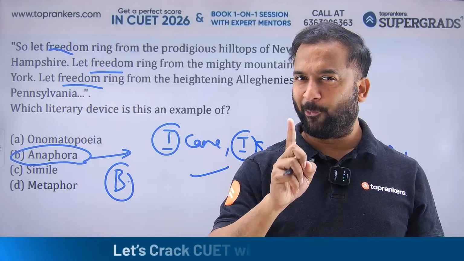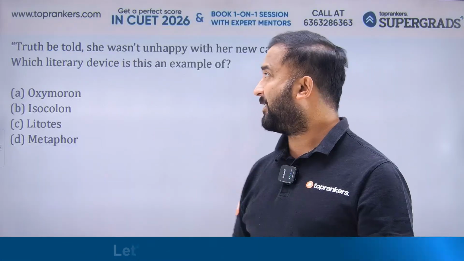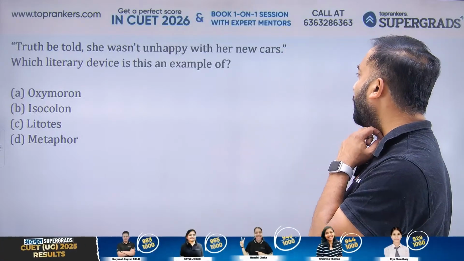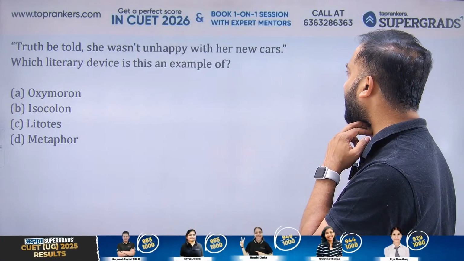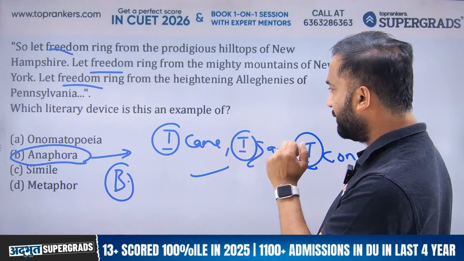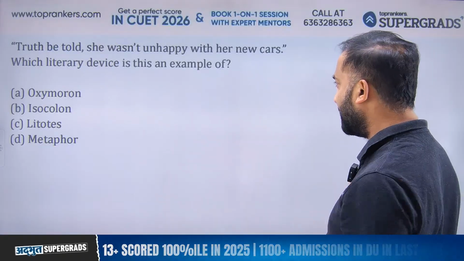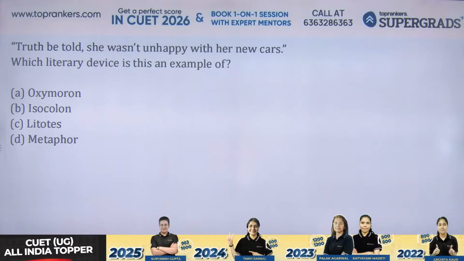जो पढ़ाया था भूले नहीं हो अभी तक, which is very good to see. Let's move to the next question. Truth be told, she wasn't unhappy with her new cars. And यहाँ पर एक और figure of speech अगर आप देखो, onomatopoeia, we will have a discussion around it. पहले ये आंसर करते हैं. Truth be told, she wasn't unhappy with her new cars.